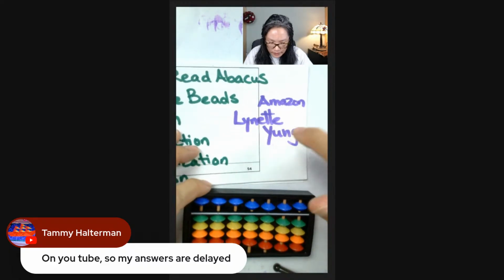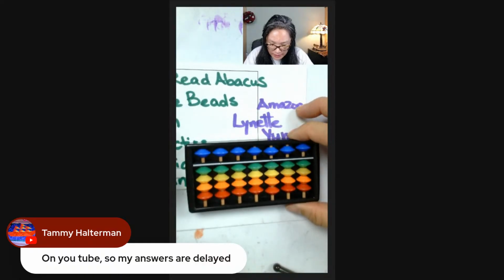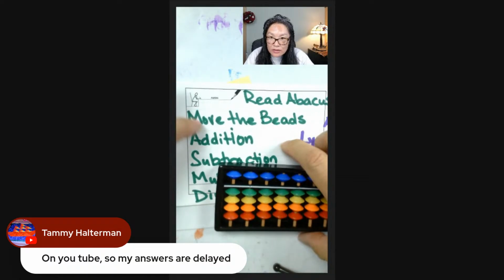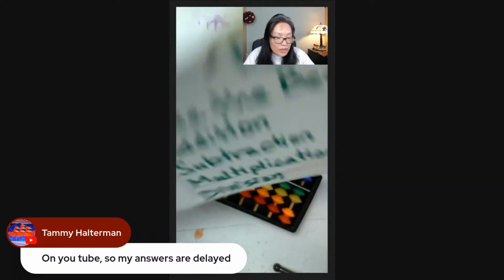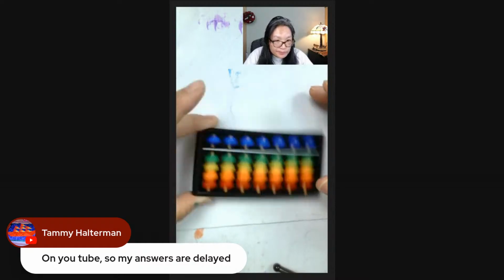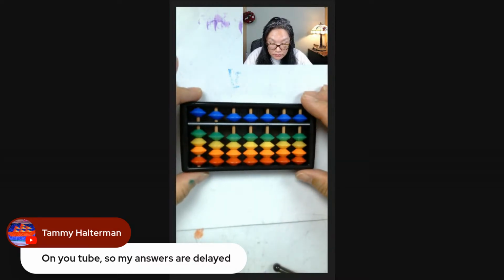Okay, so what are we doing? This is my abacus, and what we just did is we learned how to read the abacus. Here is the path, and now we're going to understand how to move the beads. When we know how to move the beads, you'll notice it's very easy to move.